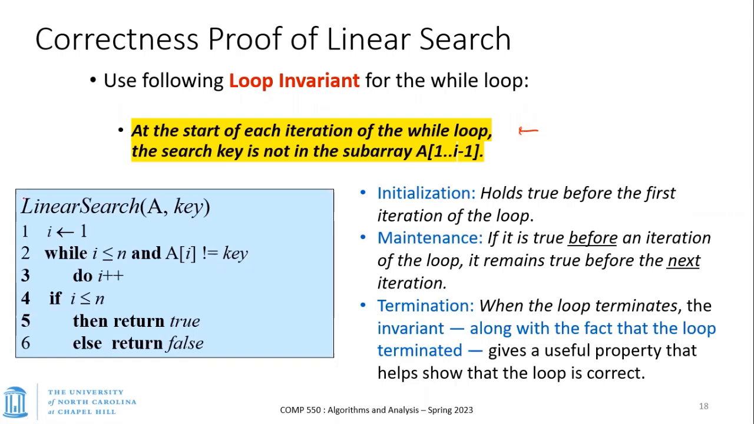So we're starting a loop, okay? So in this particular loop, you have the value I, okay? And what we're saying is that in the array A, for 1 through I-1, before the value of I, the key is not in that subarray. Okay, so that's our hypothesis, and that's our loop invariant.